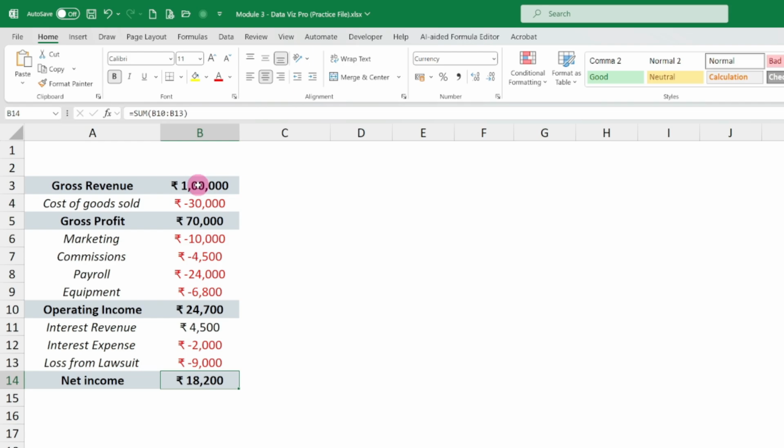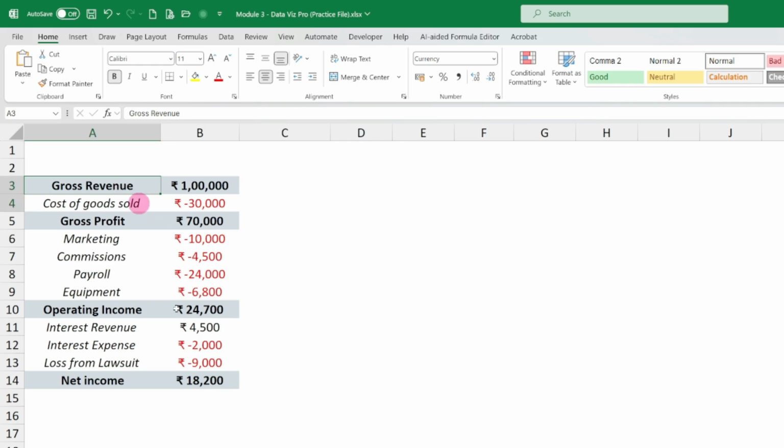But if we want to show this as a graph, then what is the base? Because there are minus values and plus values, so it involves plus and minus. When there is a minus and a plus value, the only way to show this kind of chart is the waterfall chart. So let's see how we can include the waterfall chart.